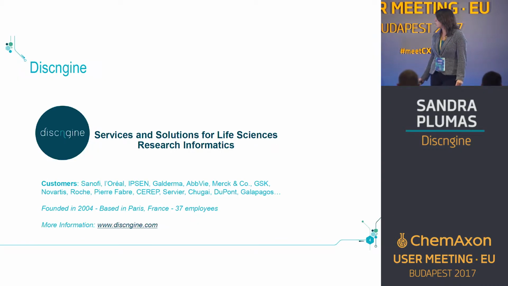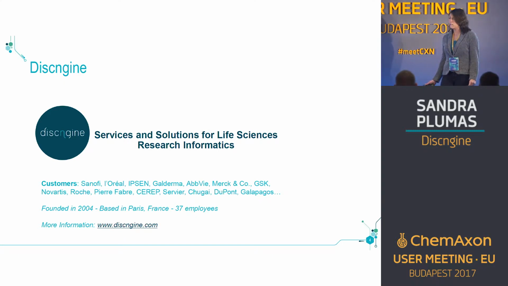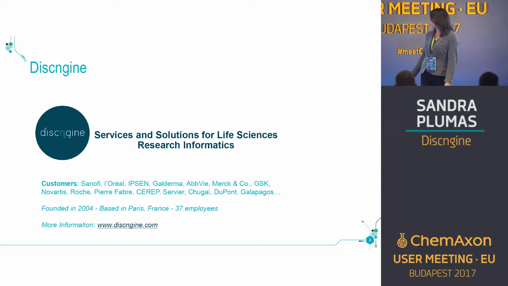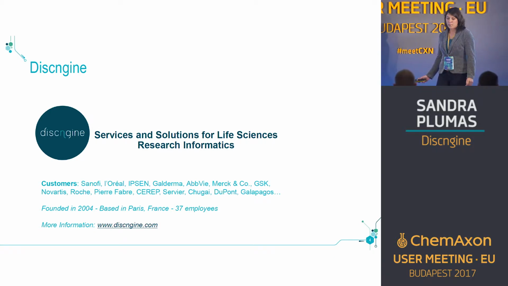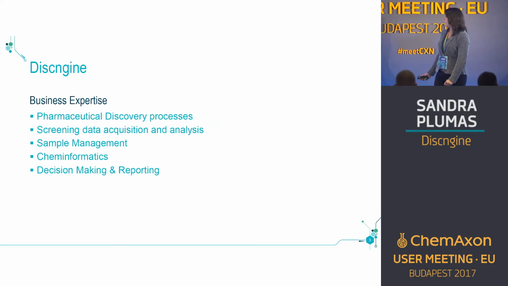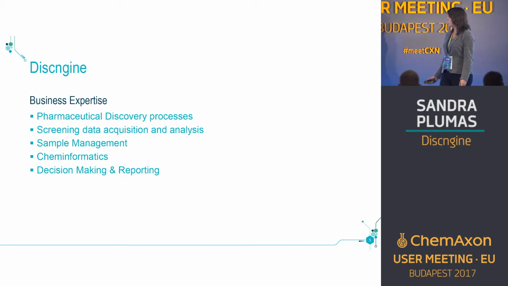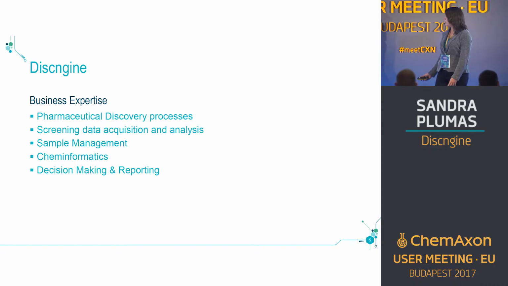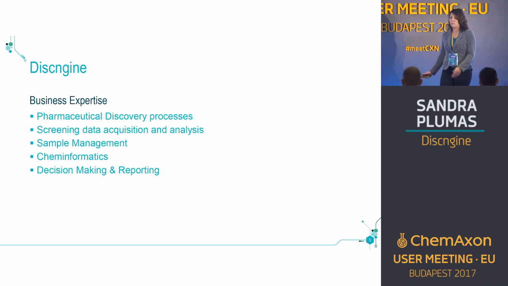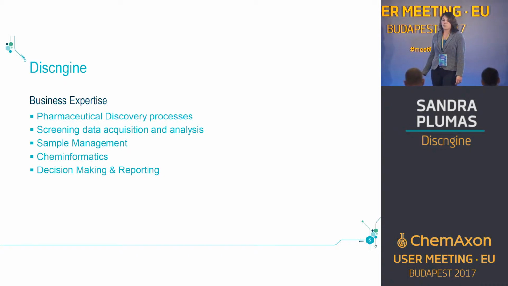So Discngine is a French company based in Paris. So we propose services and we develop solutions for life sciences research informatics. So as you can see, our customers are mainly pharmaceutical and cosmetic companies. So this is why our business expertise is focused on early discovery processes in pharmaceutical research, screening data acquisition, and analysis for the treatment of raw data from different readers, sample management, cheminformatics, and decision making and reporting.